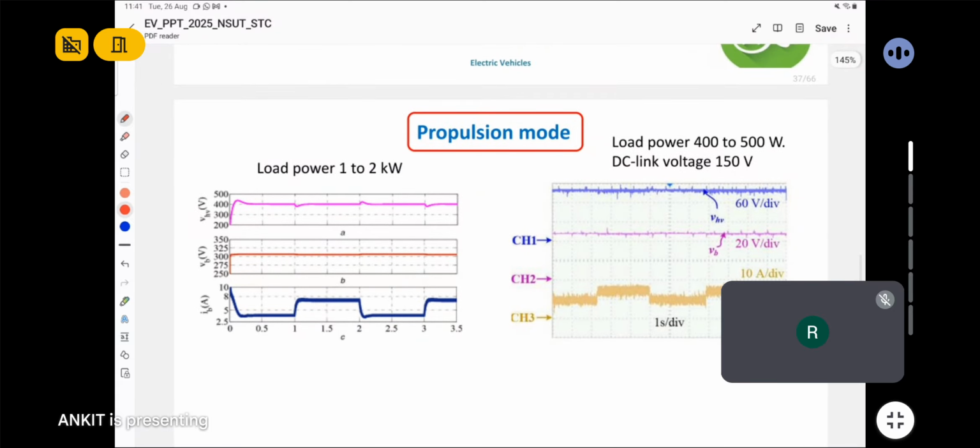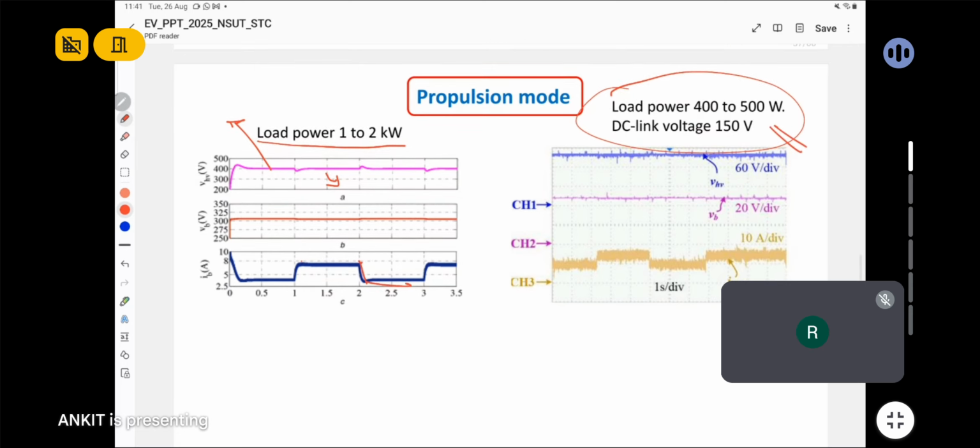We can see here in the propulsion mode of operation, when the battery is providing power to the load, the load power is changed from 1 to 2 kilowatt. Our objective is to maintain the DC link voltage constant. From the control strategy, we can see the DC link voltage is kept constant as the load power varies, 1 to 2 kilowatt, 2 to 1 kilowatt, and 1 to 2 kilowatt. The DC link voltage is maintained constant, but the hardware part is implemented with lower rating. Load power varies from 400 to 500 watt, and the DC link voltage is here only 150 volt.